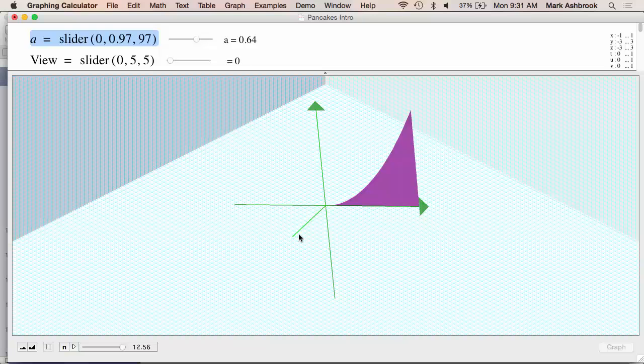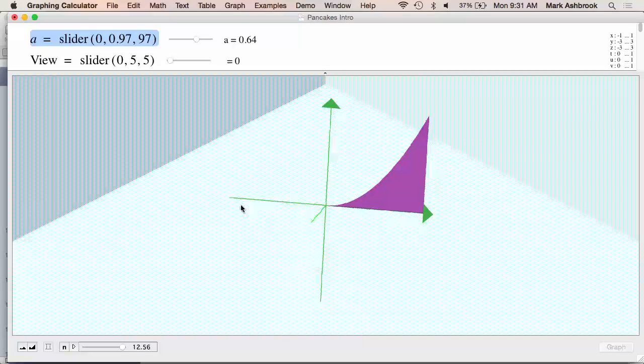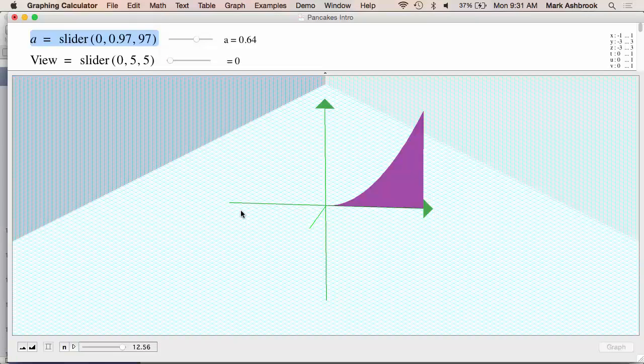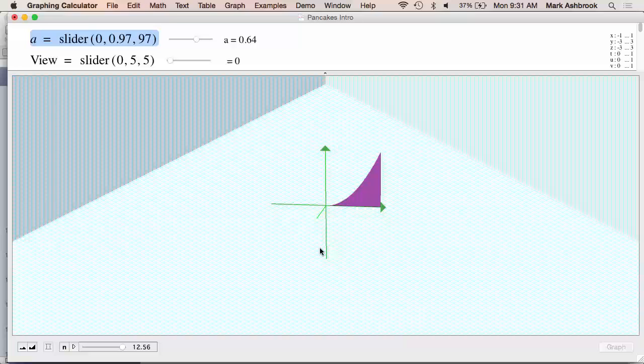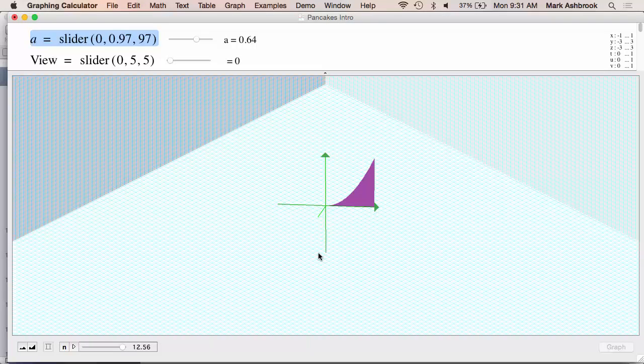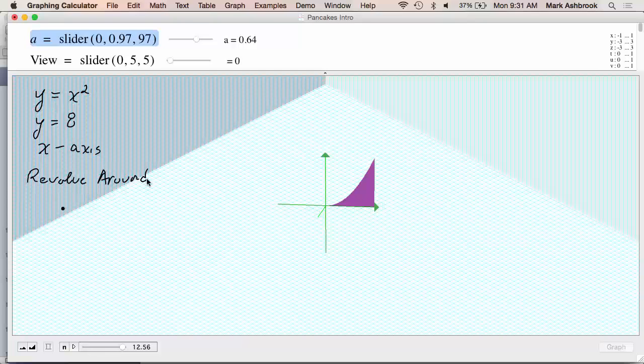Okay, but now we're going to do a different rotation on this one. So this was our y equals x squared, y equals 8, x-axis. But now I'm going to revolve around y equals 70. What are the coordinates of that corner point of this region?